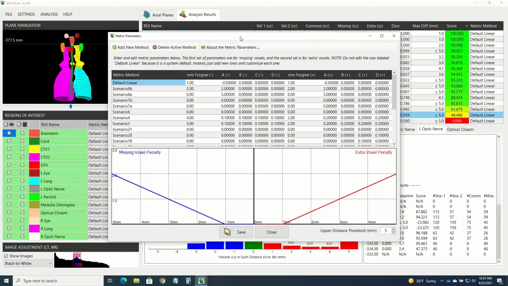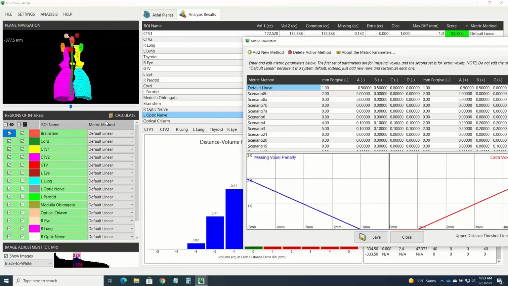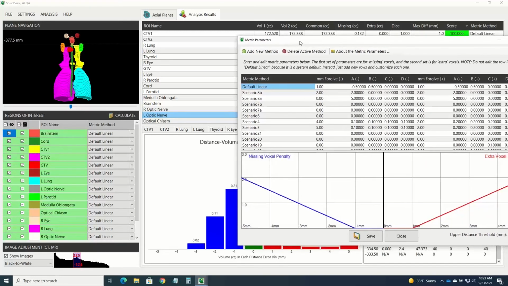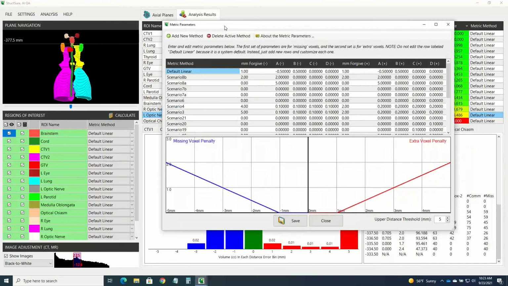So over here on our left-hand side, just below the calculate button, when we do all the calculations, we can define how you want to score your metrics. Out of the box, it comes with this default linear, and you can see it right here: from your center line, and then millimeters away. You can change the upper distance threshold, and you can change any of these different metrics up here. It'll change the curve then.